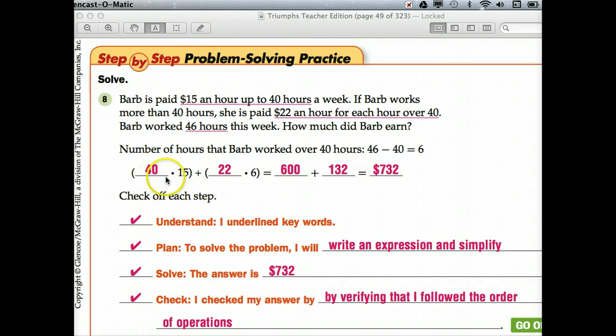So, of course, to understand the problem, you underlined your keywords. Then we needed to write an expression and simplify it, okay? And the answer is 732, and you can check your answer by verifying that I followed the order of operations.